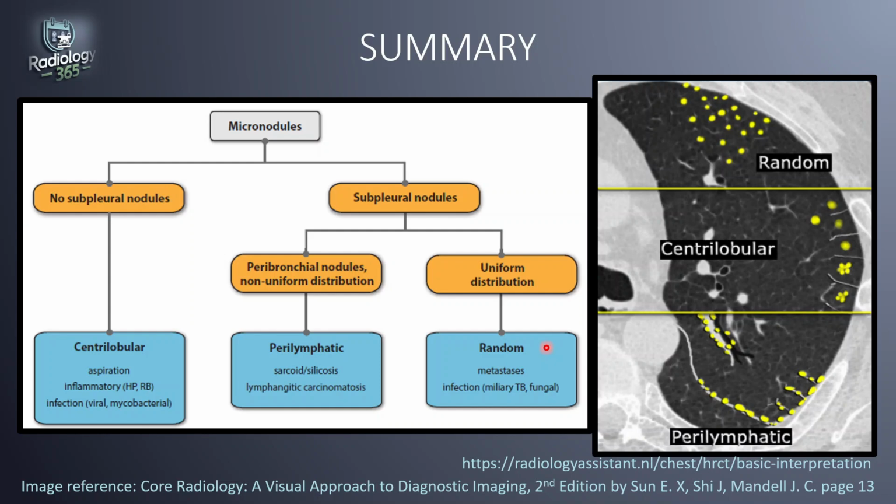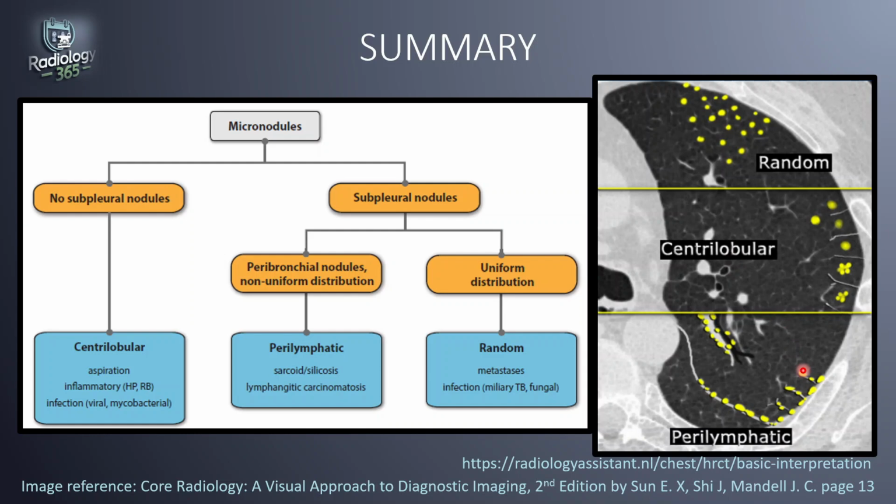So to summarize, when we look at the description of pulmonary nodules, especially their distribution, we are trying to tell whether they are perilymphatic, centrilobular, or random. If they are away from the pleural surface or the fissural surfaces or the septal surfaces, as shown in this diagram, you can call them centrilobular, and our differentials will include aspiration, inflammation like hypersensitivity pneumonitis, and some viral infections.